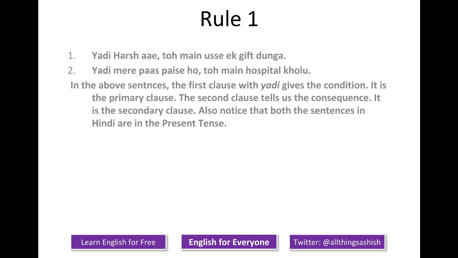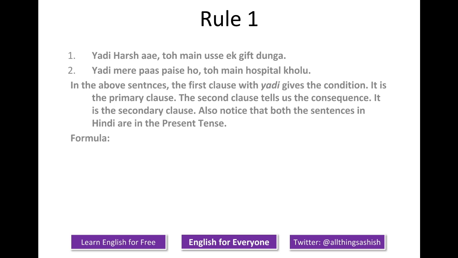In the above sentences, the first clause with yadi gives the condition. It is the primary clause. The second clause tells us the consequence. It is the secondary clause. Also notice that both the sentences in Hindi are in the present tense.